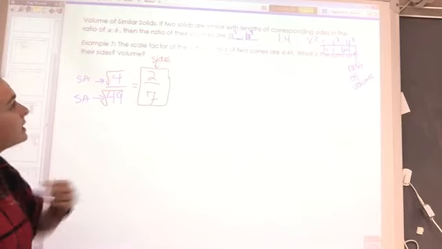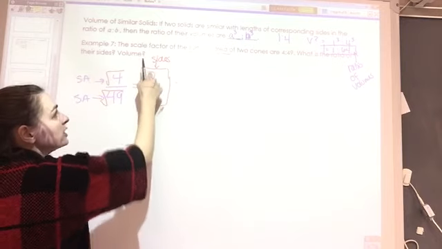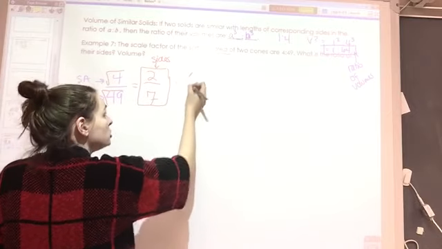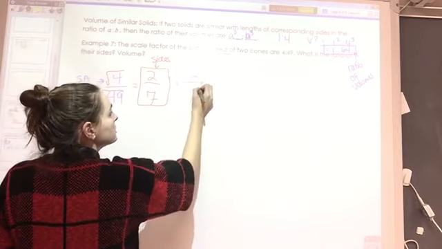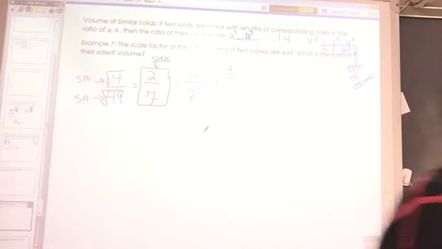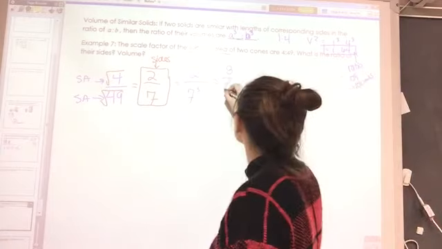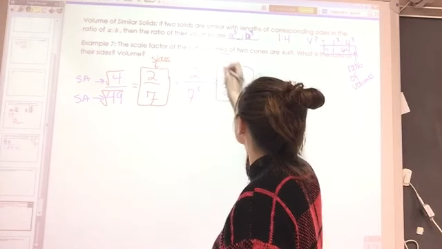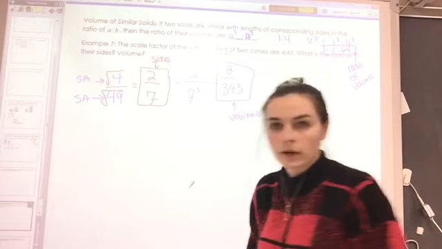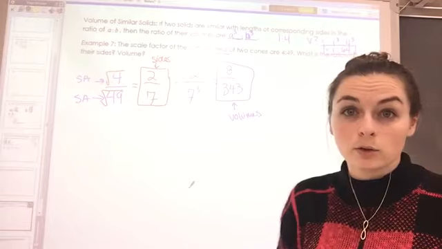But we're not done. They want us to find the scale factor of the volume. Well, what would I need to do with the original scale factor in order to find the scale factor of the volume? I would need to cube it. So I've got 2 cubed over 7 cubed, which would equal 8 over whatever 49 times 7 is. 343. Okay? And I think this is really neat, that this is a trick that you can use.